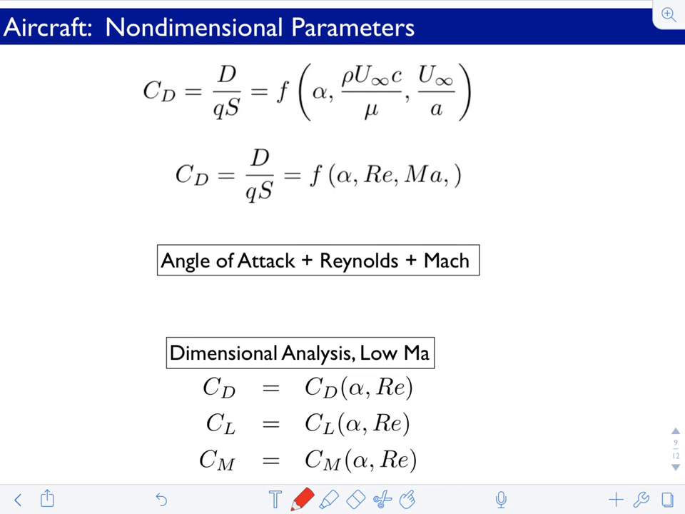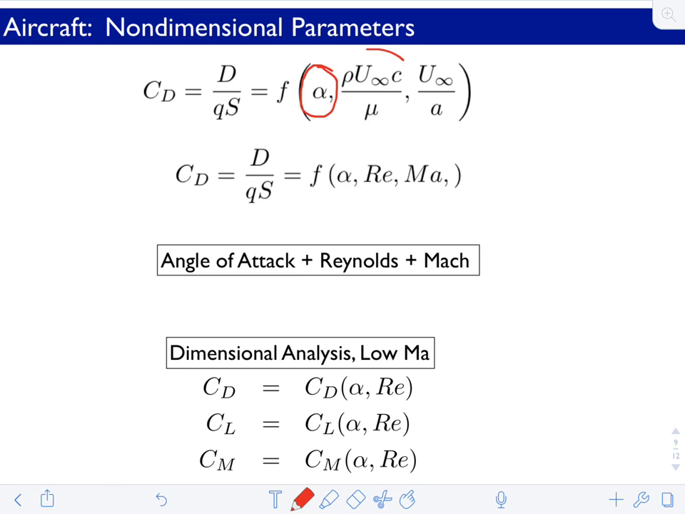So if we were to do the same non-dimensional analysis that we did for our sphere, for the aircraft it's a bit more complicated because we have to consider a couple of other things. One is, for a given wing, what is the angle of attack of that wing? Now that obviously has an effect on the drag, and that is a parameter that is very important to the aircraft, and one that we should be allowed to vary.